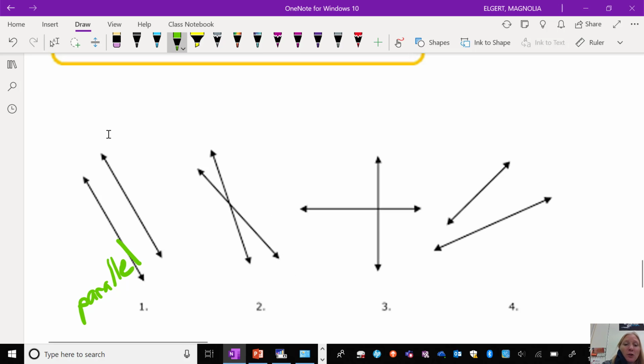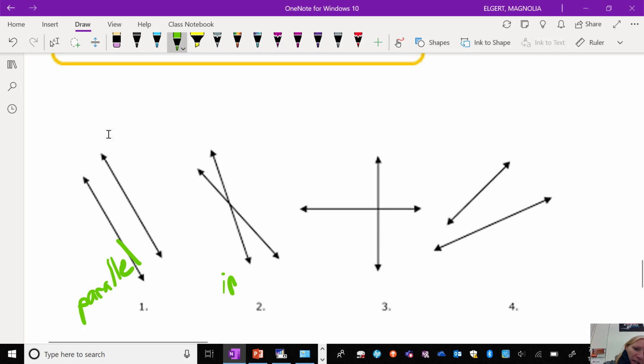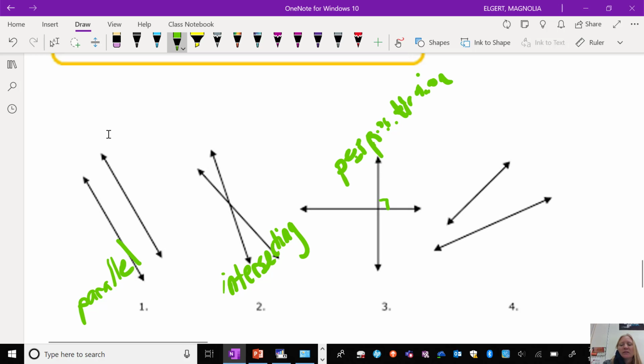Number 2, these lines are crossing, but not at 90. So we would call these lines intersecting. They intersect. Number 3, these ones cross, but at 90, so they're special. So these ones are called perpendicular. So these are perpendicular. These two lines, if you look at them, eventually, if you keep going, eventually these will cross. So these lines are intersecting.